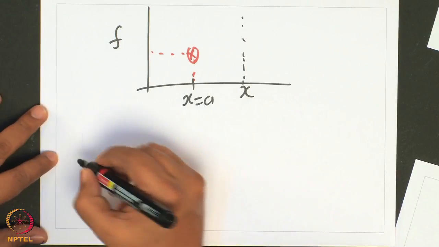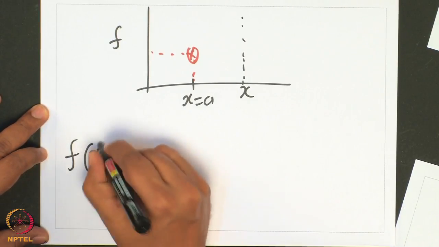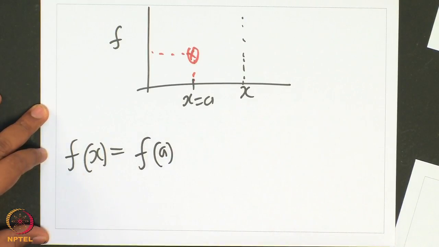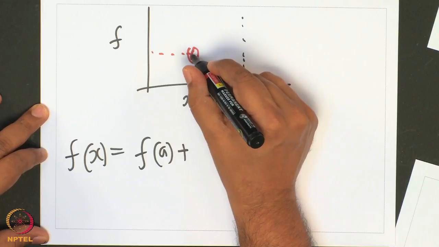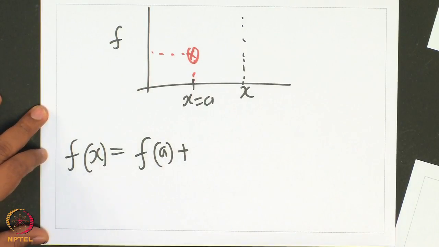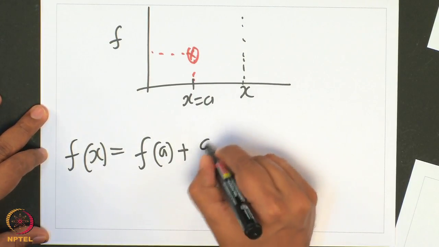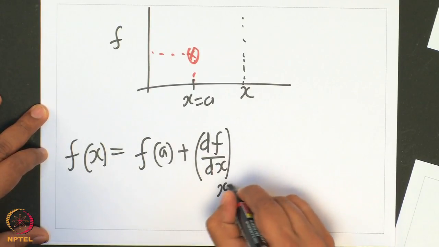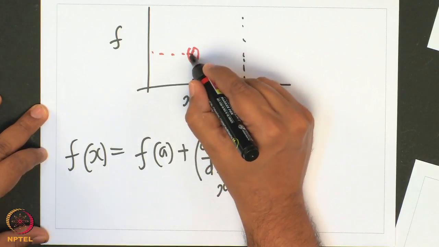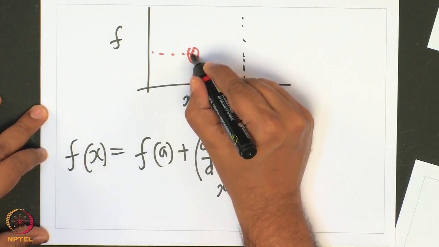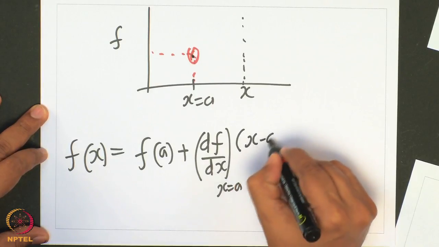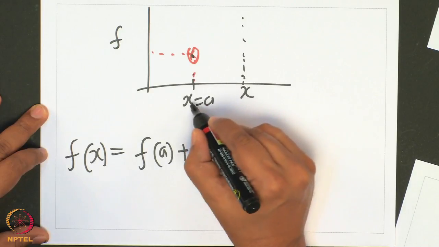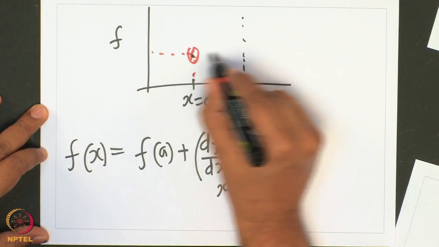So what does the Taylor series say? The Taylor series says we can calculate the function at x. If I know the function at a, I have to add something to this value of the function. What do I have to add? I have to add the first derivative df by dx at x equal to a, the slope at this point, times x minus a, this distance, this minus this.